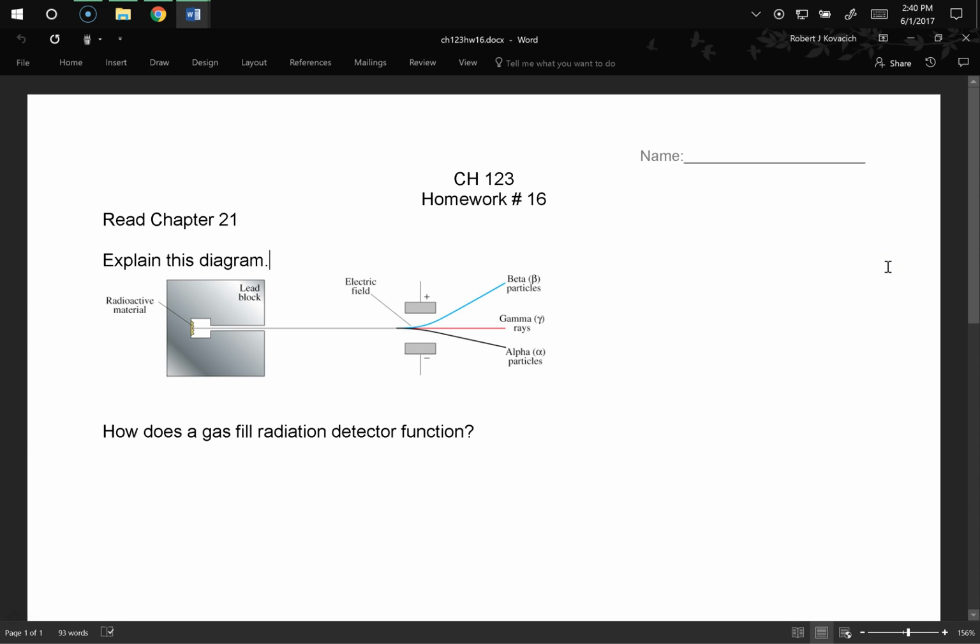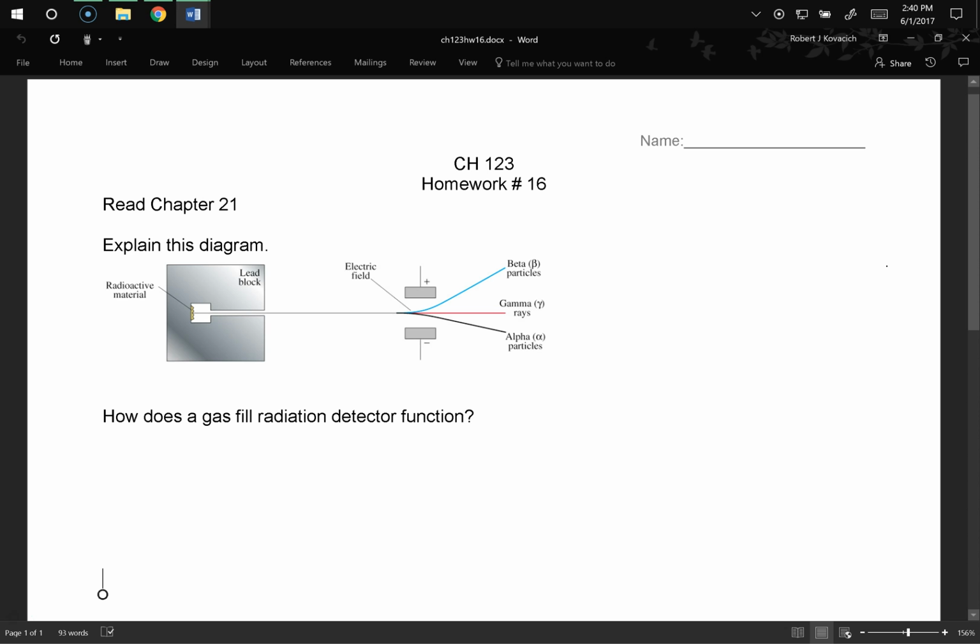Okay, explanation for this graph. These things are negatively charged, right? So they're going to be attracted to a positive. These things are positively charged, so they're going to be attracted to a negative. This has no charge at all, so it just goes straight on through. Doesn't care. And then the other thing I want you to discuss is why this differentiation is larger than that differentiation. Tiny, large.